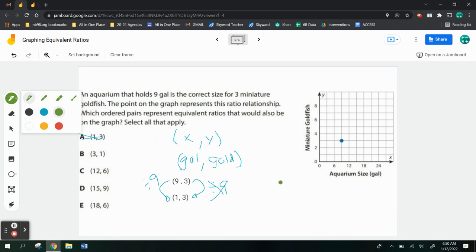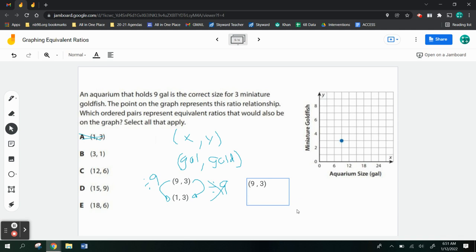Then we go to the next one, B. 9, 3, 3, 1. So how do you go from 9 to 3? That's divide by 3. Go to the right side, do the same thing. Does 3 divided by 3 equal 1? Yes. So B is an answer.